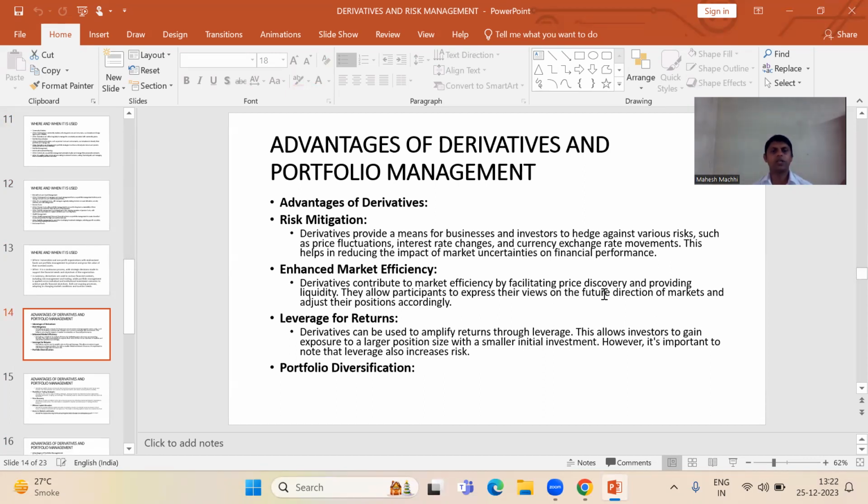Enhance market efficiency. Derivatives contribute to market efficiency by facilitating price discovery and providing liquidity. They allow participants to express their views on the future direction of markets and adjust their positions accordingly.